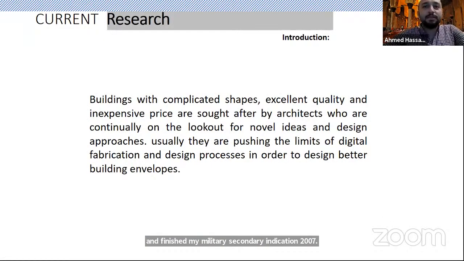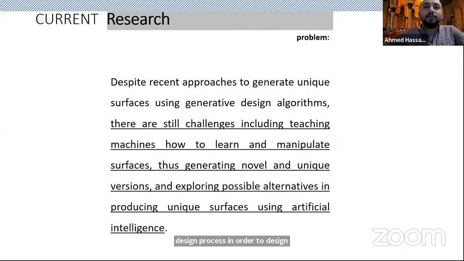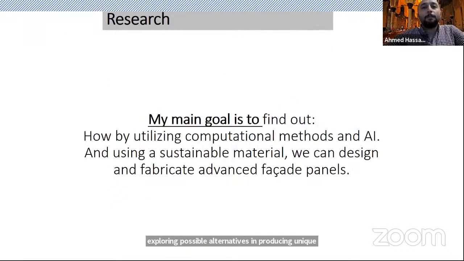Buildings with complicated shapes, excellent quality, and inexpensive price are sought after by architects who are continually on the lookout for novel ideas and design approaches. Usually, they are pushing the limits of digital fabrication and design process in order to design better building envelopes. Despite the recent approaches to generate unique surfaces using generative design algorithms, there are still challenges, including teaching machines how to manipulate surfaces, thus generating novel and unique versions and exploring possible alternatives in producing unique surfaces by artificial intelligence. My main goal is to find out how, by utilizing computational methods and AI and using a sustainable material, we can design and fabricate advanced facade panels.